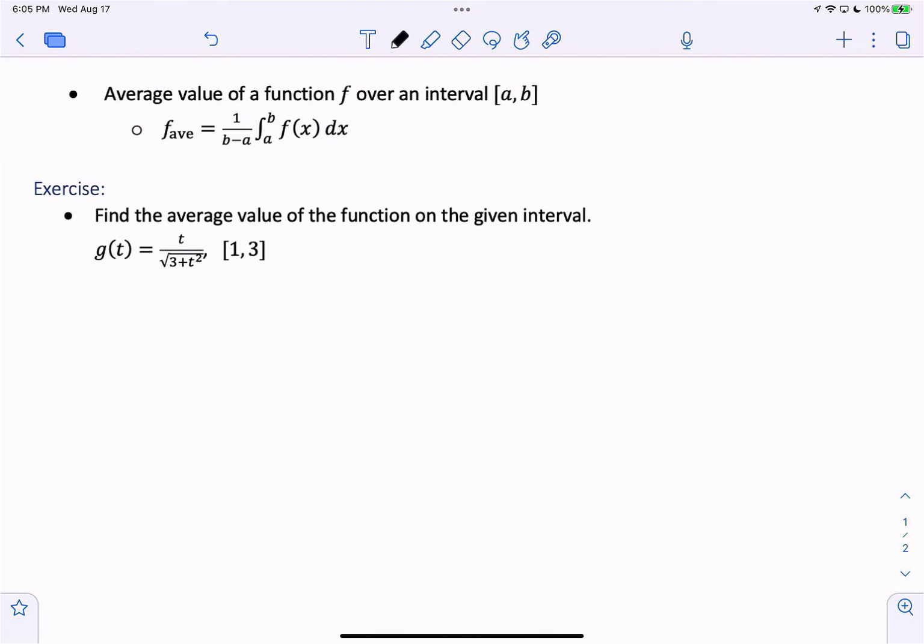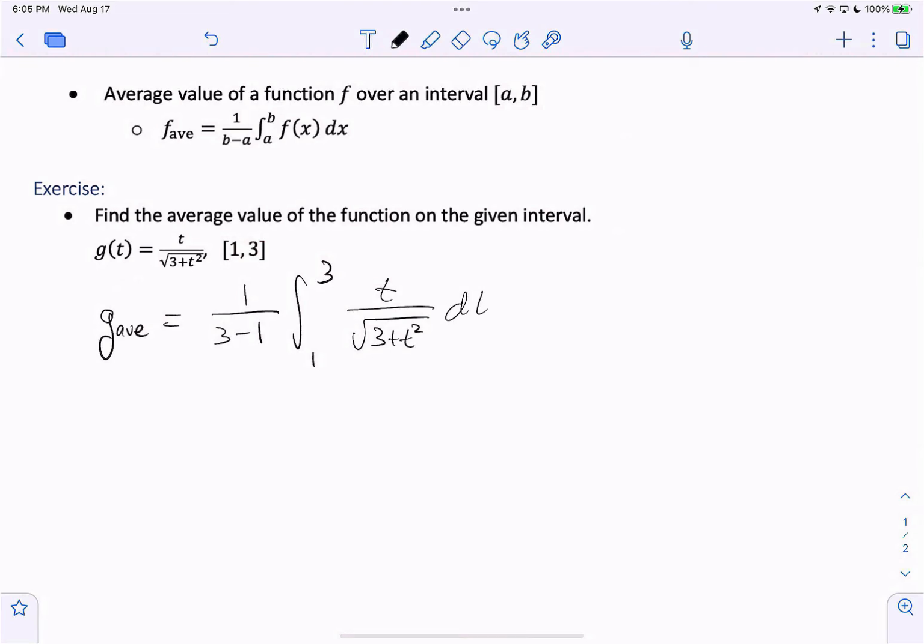Just so you don't get the idea that this work is going to be terribly difficult, let's jump into an example. Find the average value of the function over the given interval. The function is g of t is equal to t over the square root of 3 plus t squared. The interval is from 1 to 3. So since our function is g, the average value of g is equal to 1 over b minus a. That's going to be 3 minus 1. You see where I'm getting that from, right? Times the integral from 1 to 3 of t over the square root of 3 plus t squared dt.